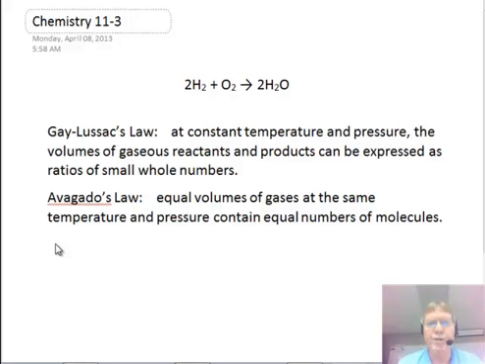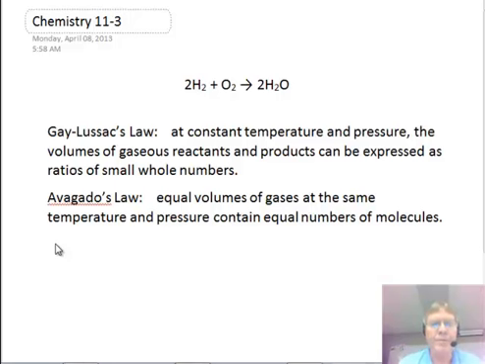2H2 plus O2 yields 2H2O. This tells us that 2 moles of hydrogen gas, molecular hydrogen gas, plus 1 mole of oxygen gas gives us 2 moles of water. Now, in actual fact, when you do this reaction, both the hydrogen and the oxygen at normal temperatures are gases, and the water that comes off is water vapor. In other words, it's steam, but it is not liquid water. Okay, and there are some interesting relationships that were discovered.